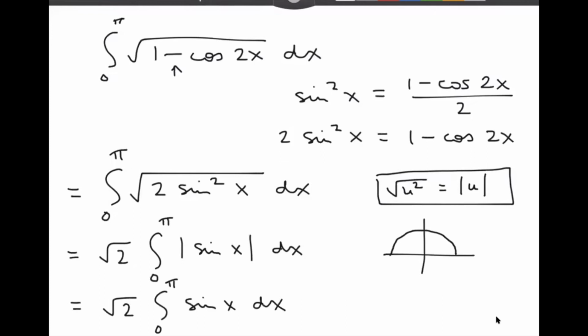All right, so this turns out to be pretty easy once you get it down to that point. The integral of sine x is negative cosine x. So we have negative root 2 cosine x. Plug in pi, plug in 0. And that's going to give us the cosine of pi, which is negative 1, minus the cosine of 0, which is 1. And the value of this definite integral is negative root 2 times negative 2, which is 2 root 2.